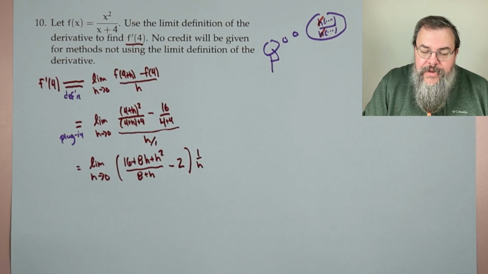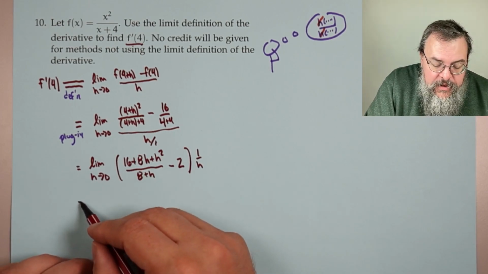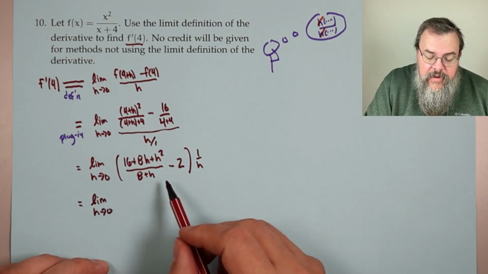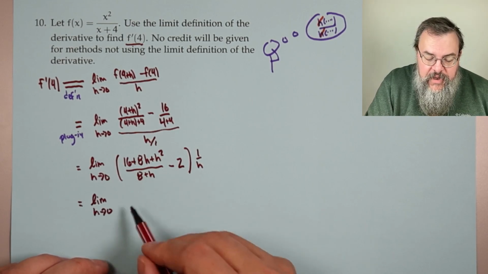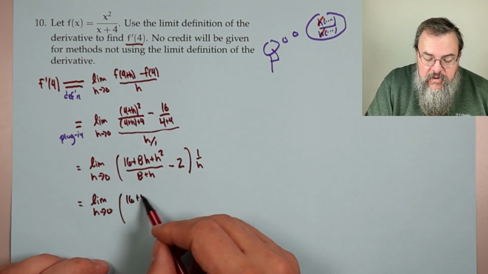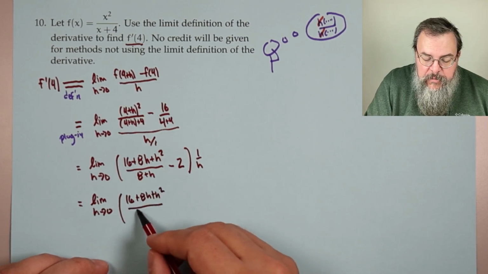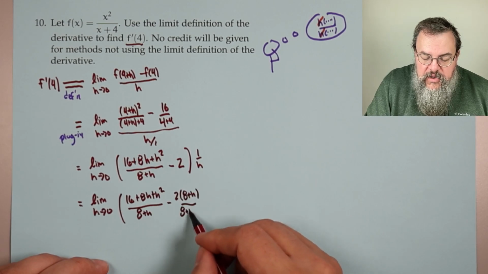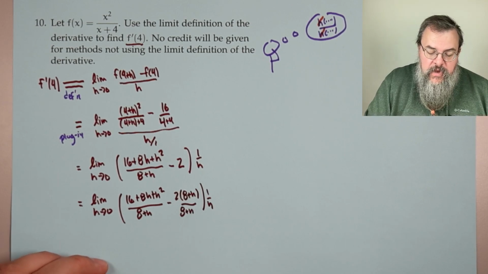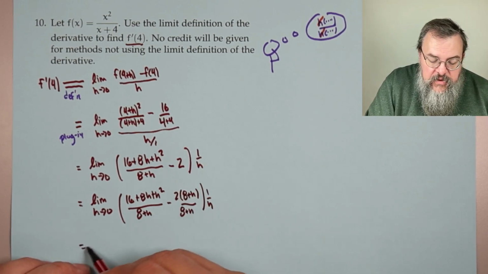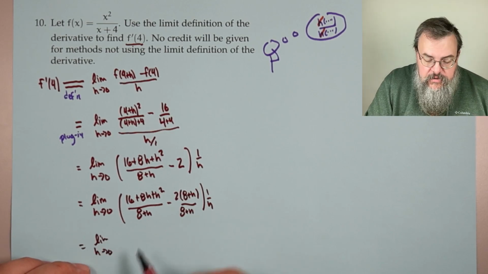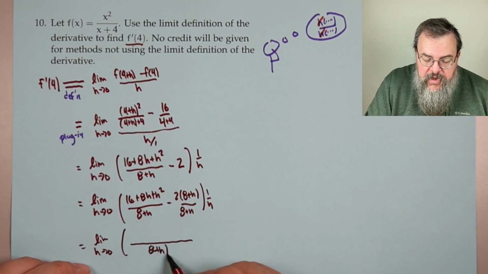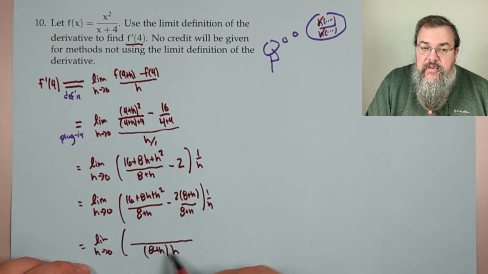All right, well, good. Now, what do we have? Well, that's the next step, right? Let's combine, add. In this case, let's get a common denominator of 8 plus h. So this is 16 plus 8h plus h squared, divided by 8 plus h, subtract 2 times 8 plus h, over 8 plus h times 1 over h. Okay, so that's the same as the limit as h goes to 0. And now it's just one big 8 plus h downstairs, and this h can also join that 8 plus h downstairs.